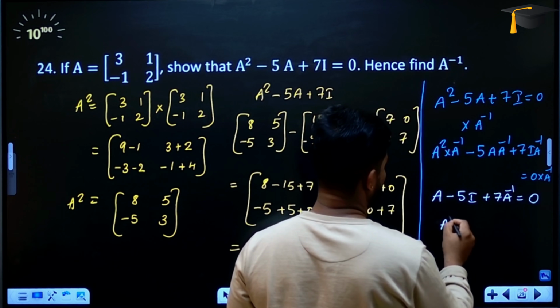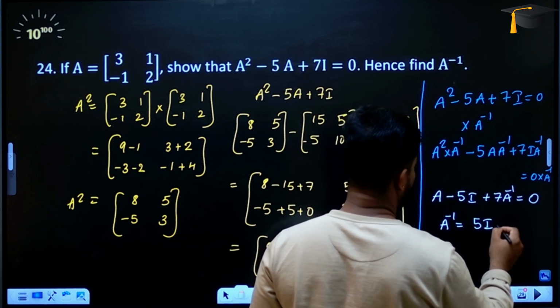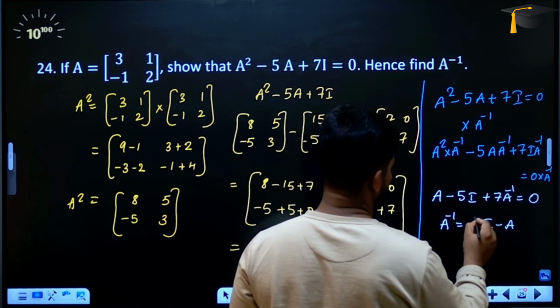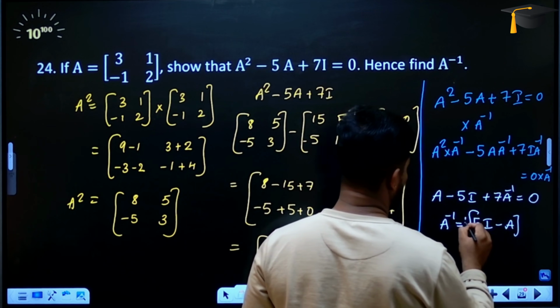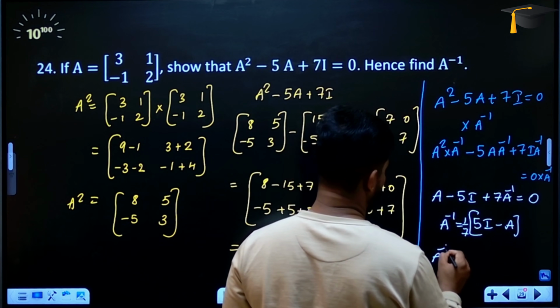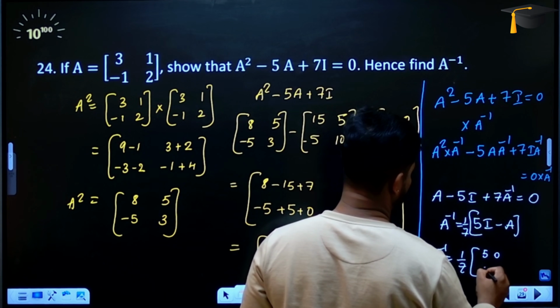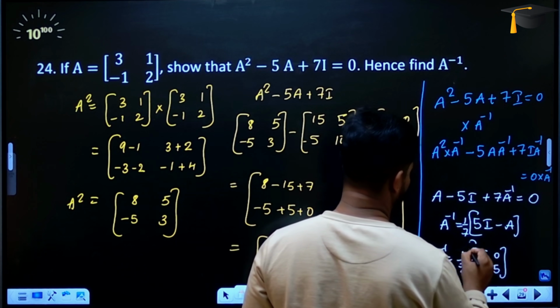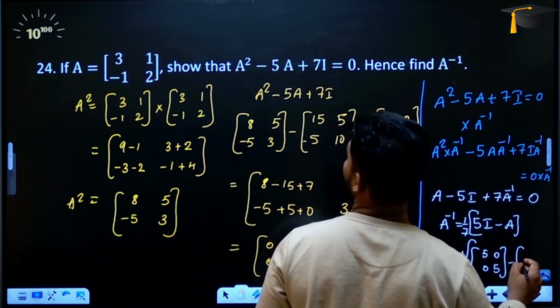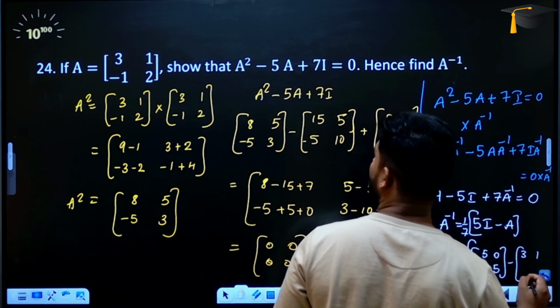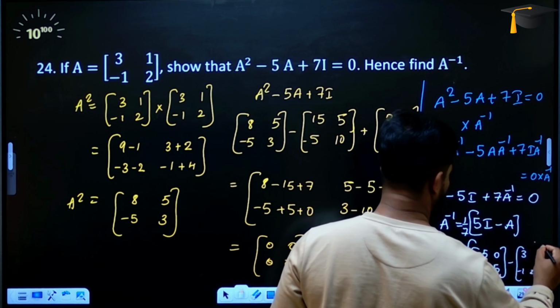So A inverse is what? A inverse is equal to 5I minus A all divided by 7. So it is 1 by 7. So A inverse is equal to 1 by 7 of 5, 0, 0, 5 minus A, children. A is what? 3, 1, minus 1, 2.